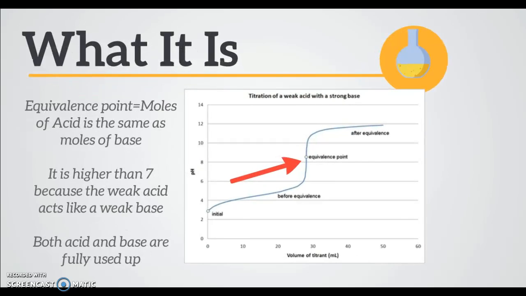Equivalence point is when the moles of acid equal the moles of base, and it's important to note that the pH will be higher than 7 because the weak acid will act like a weak base. Both the acid and the base are going to be fully used up at the end.